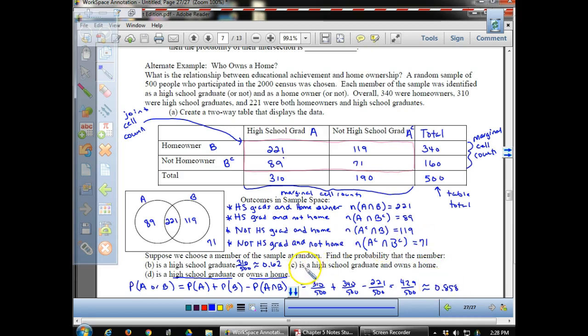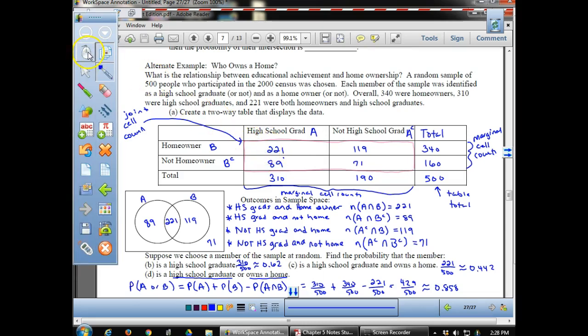And then finally, C says, is a high school grad and owns a home. And this one's easy because you can just go to high school grad and owns a home. It's just going to be this 221 here. So 221 out of 500 is approximately 0.442. So be very careful as to when you need to look at the marginal cell count versus a joint cell count in doing these probabilities.